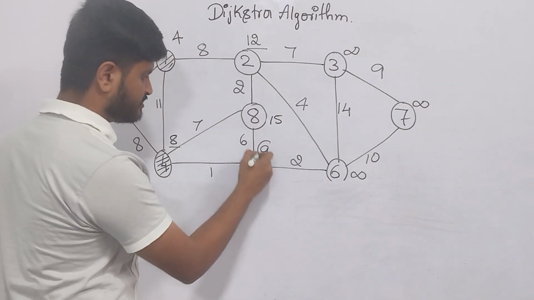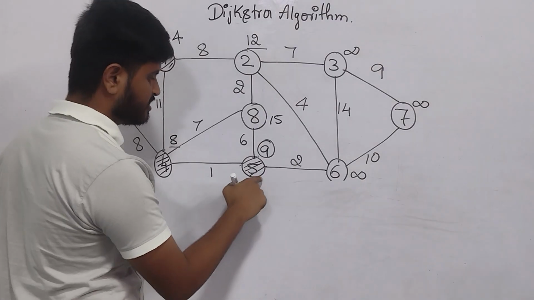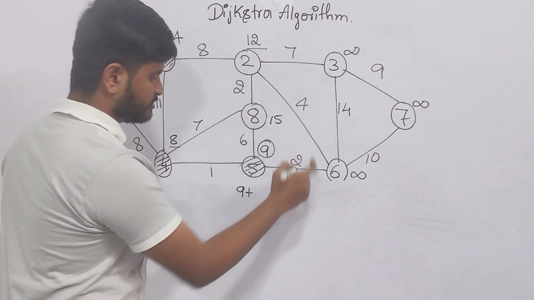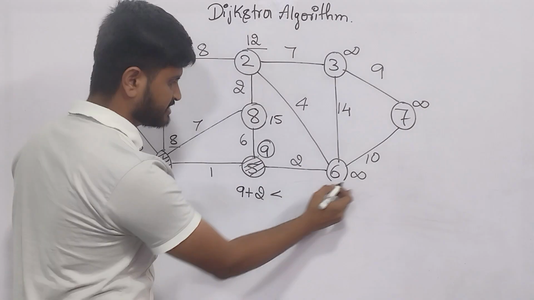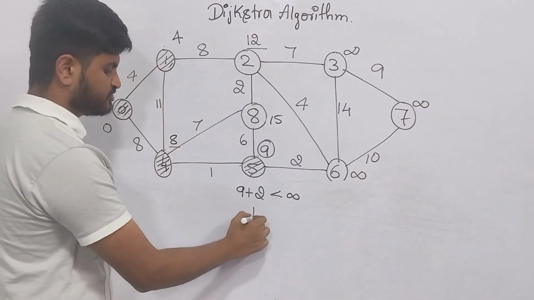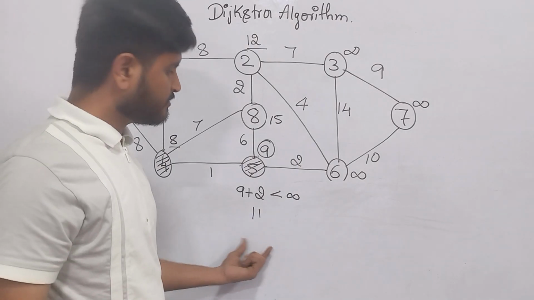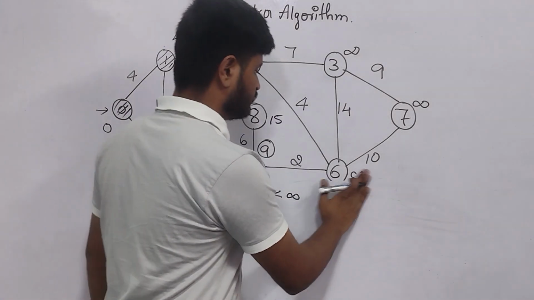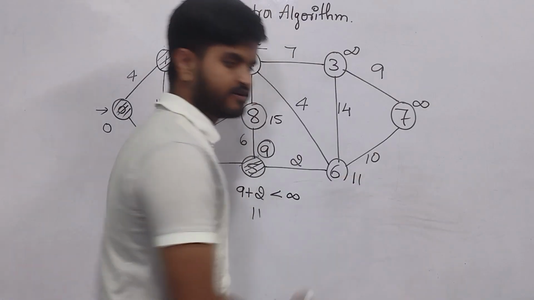The 5th node's initial value is 9 plus from the 5th node to the 6th node the cost is 2, which must be less than the initial value of the 6th node, that is infinity. 9 plus 2 is 11. Is 11 the smaller value or infinity? 11. So just erase infinity and write 11.